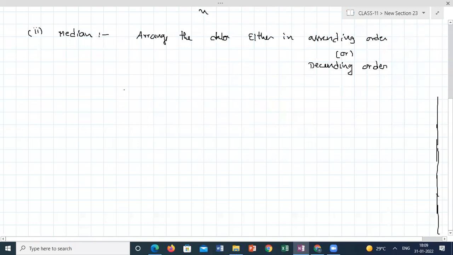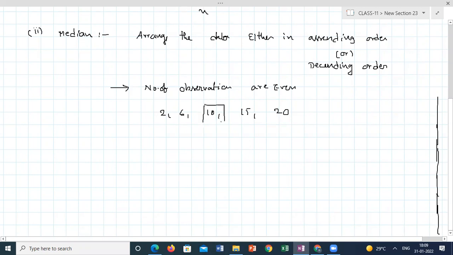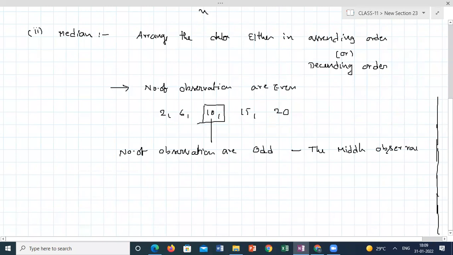Suppose I have to calculate the median, there are two cases. If the number of observations is odd, suppose the observations are 2, 6, 10, 15, 20, already arranged in ascending order, the middle observation is the median. That means 10 is the median in this case.